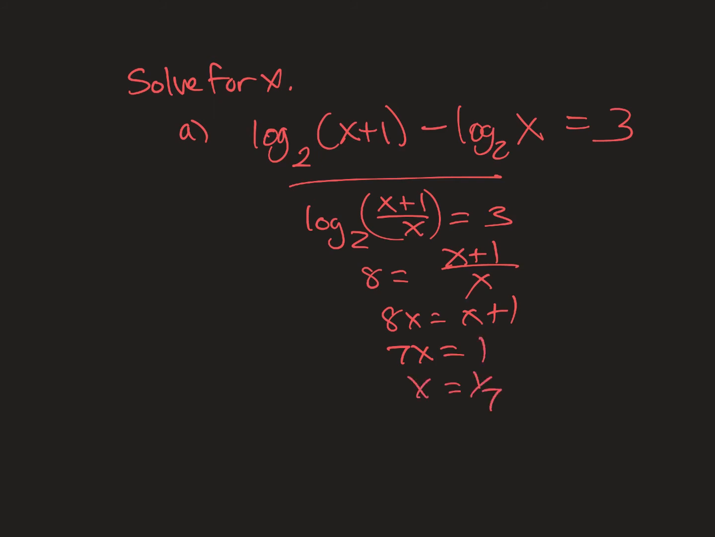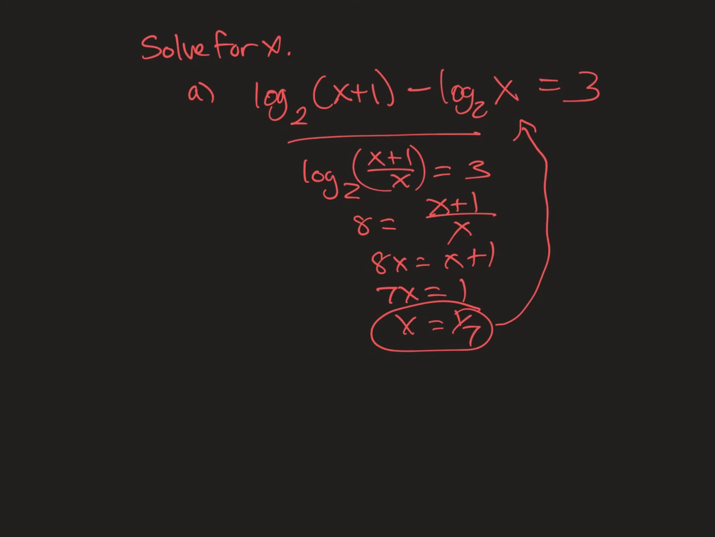And one thing I want to caution you about is when you're solving for a variable inside a log, you have to go back to the original problem and make sure you're not taking a log of 0 or a negative. Looking back at this original problem, if I were to plug in 1/7 for x, I'm not taking log of 0 or a negative, so I'm good. Okay, so that's one type you can have.